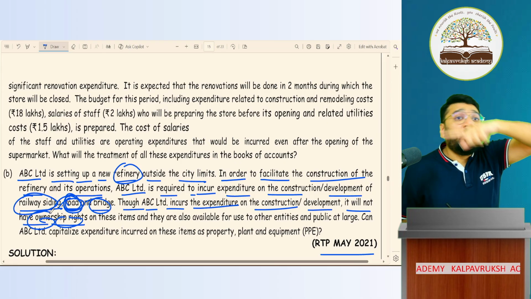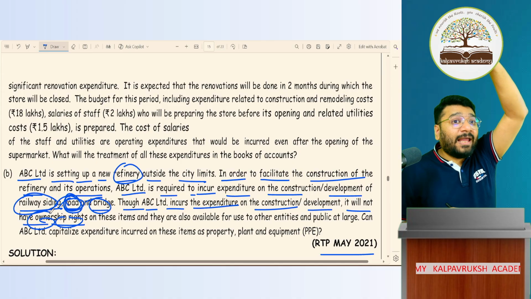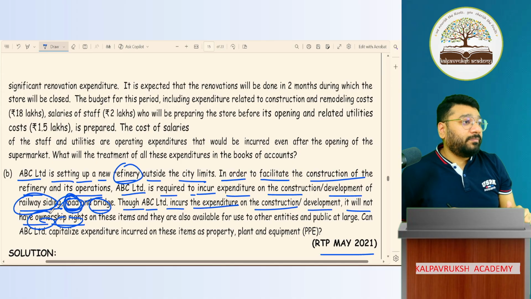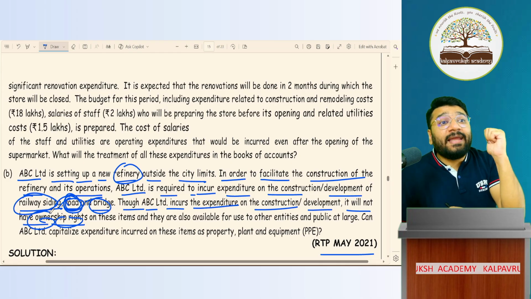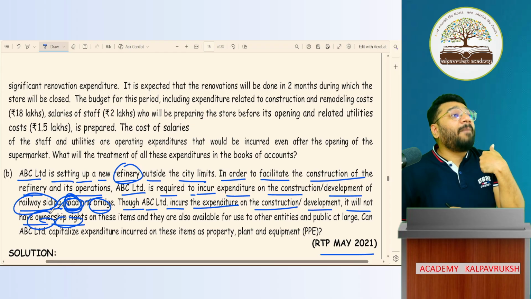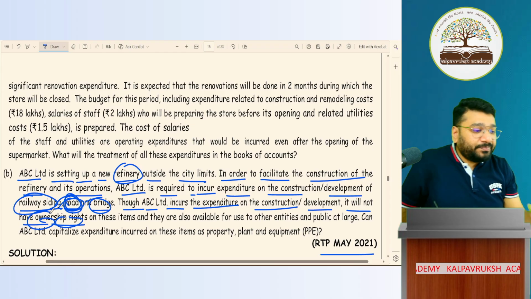In this road, all the nearby village people are there. They will also use that road. It is not a private road. It is a public road. But who has laid down that public road? The company has laid down. ABC Limited has laid down.